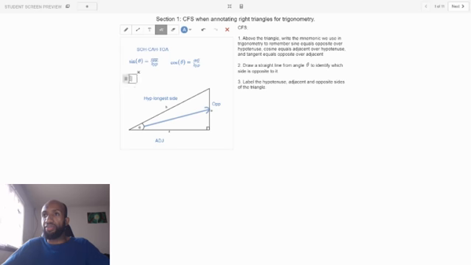And finally, if we're going to do the tangent of theta, which is the angle in question, SOHCAHTOA tells us tangent is opposite over adjacent. So that would be this side over this side. Opposite over adjacent. Okay? And that is how we label the different sides of a triangle with the trig functions.